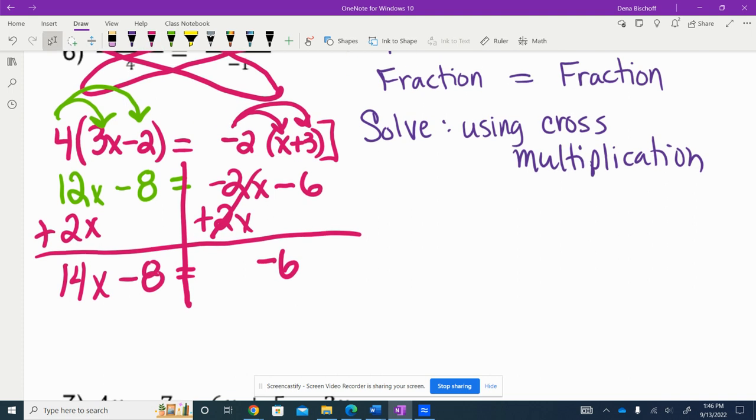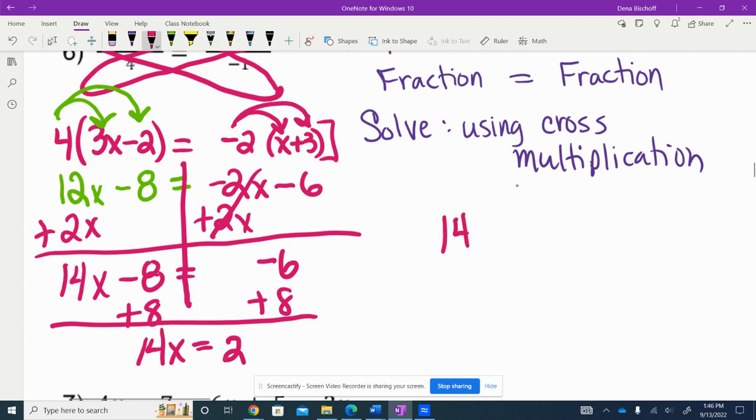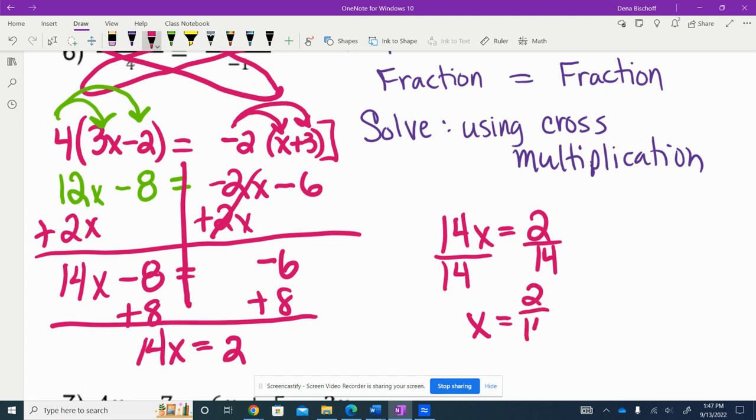I have to move that -8. What's the opposite of -8? +8. 14x equals, different sign, so I'm going to subtract. 8 take away 6 is 2. So this is what I have. 14x equals 2. What do I divide both sides by? I divide both sides by the number attached to the variable, 14. So x equals 2 over 14.